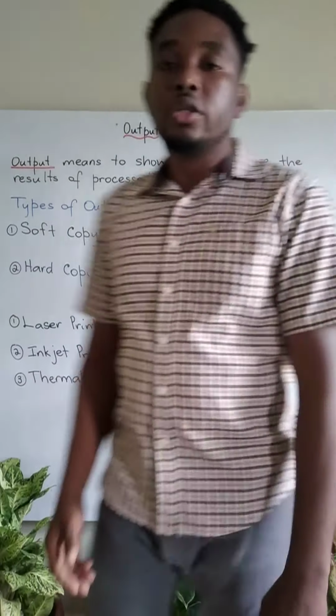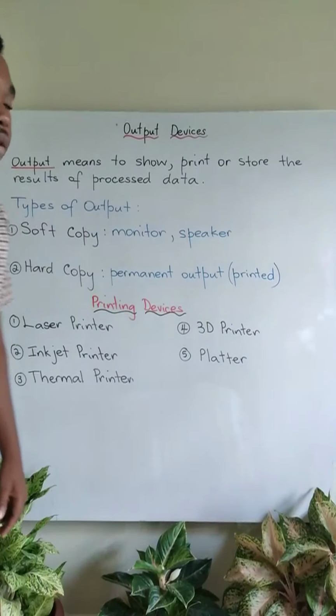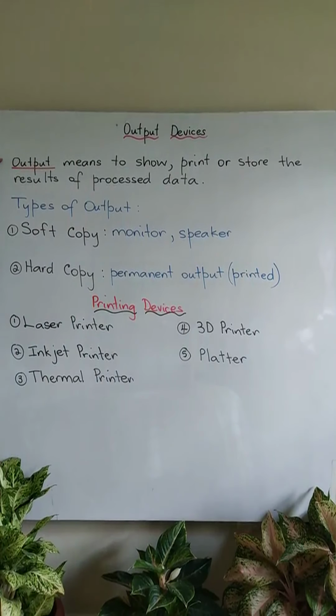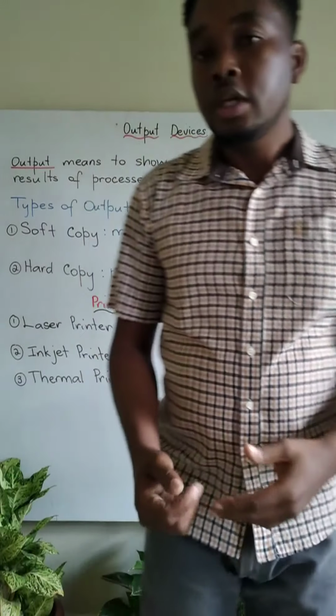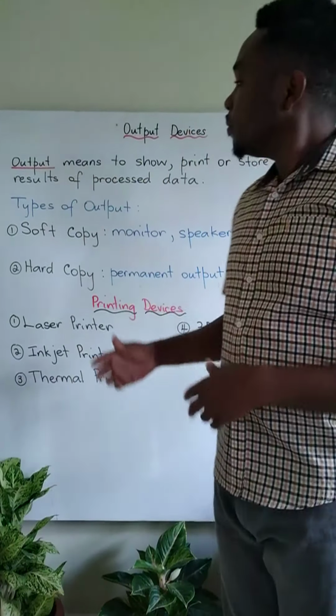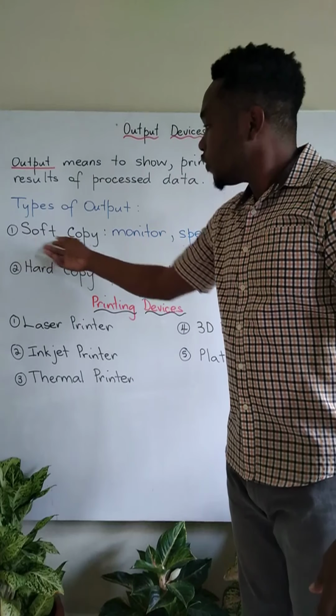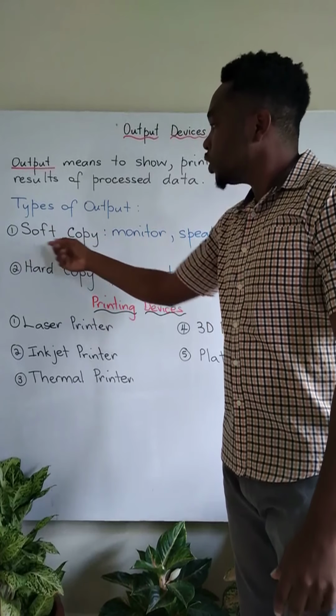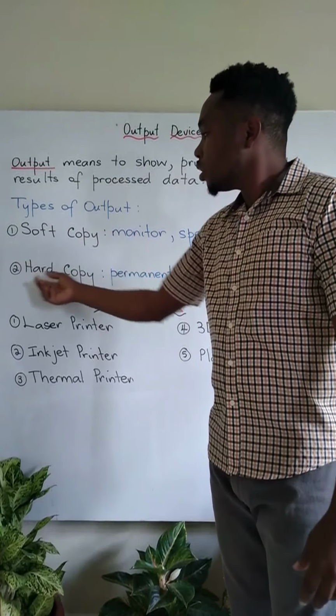So what we have here is output, and it says output means to show, print, or store the results of processed data. So output must come in the form of soft copy or hard copy.